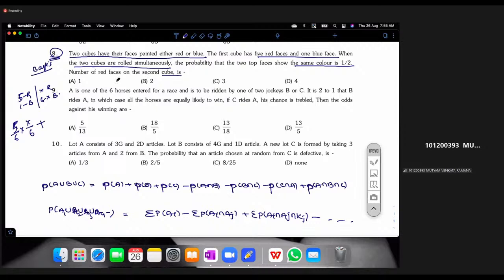Are both blue? 1 by 6 into 6 minus X by 6 is equal to 1 by 2. So 5X plus 6 minus X is equal to 18, since 36 halved is 18. So 4X is equal to 12. X is equal to 3. This is better. Bayes theorem is okay, but they haven't talked about the probability. We do this one, this or this.